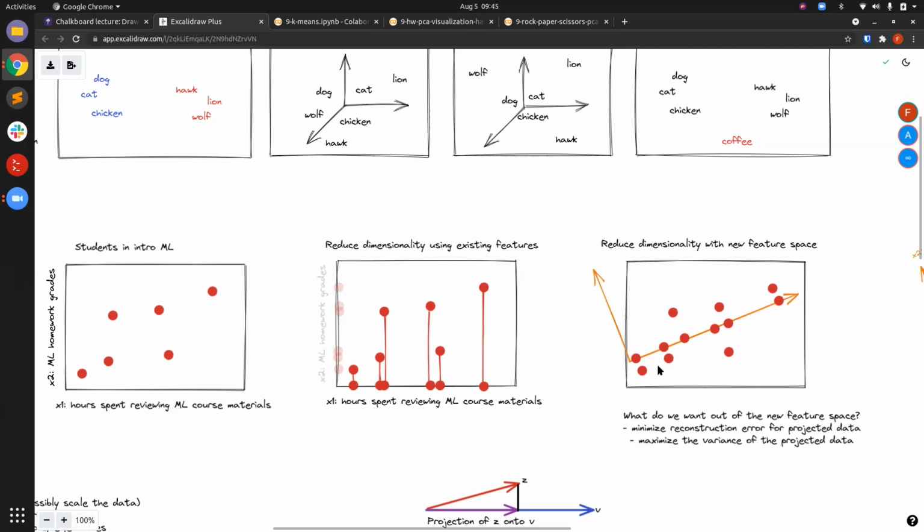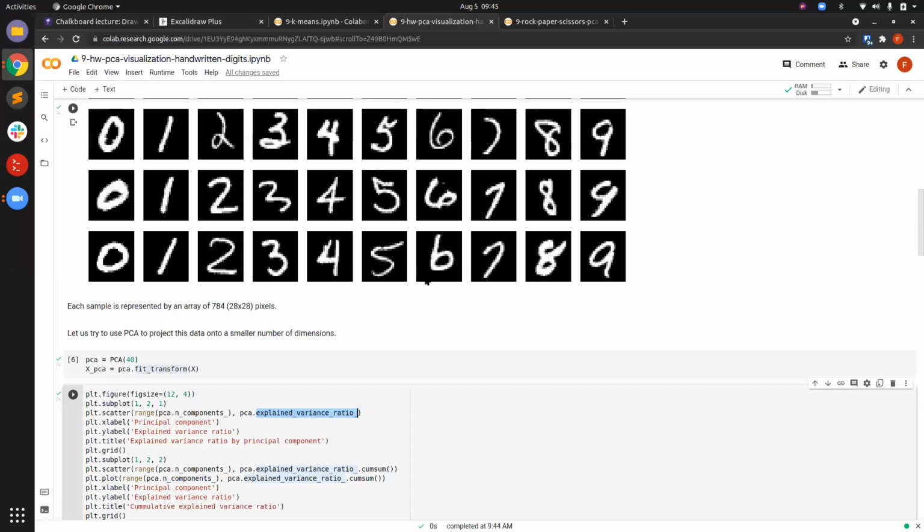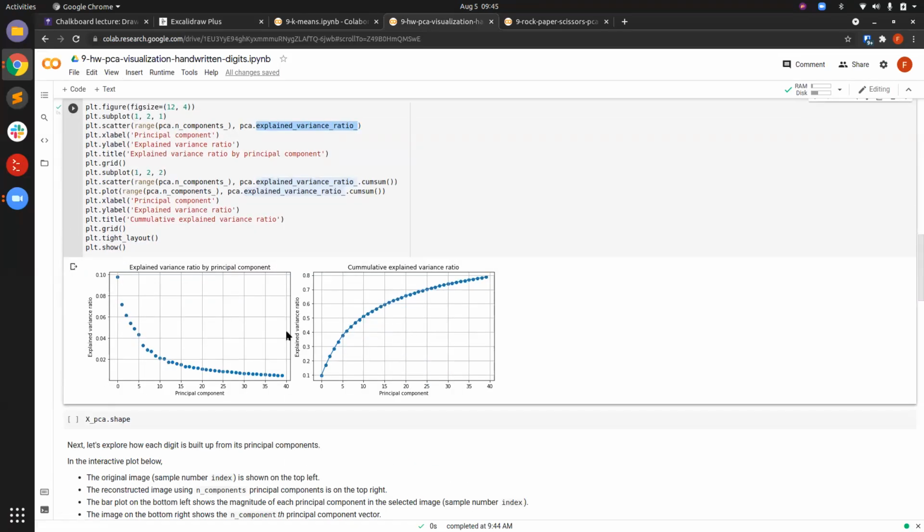So we expect that the first principal components preserve most of the variance of the data. And then as you produce more and more principal components, they're less and less informative about differences between data samples. So the first principal components explain most of the variance of the data. That's what we see here. Principal component number 1 explains 10% of the variance of the data. Principal component number 2 explains about 7% of the variance of the data. And that number decreases as we move along the principal components.